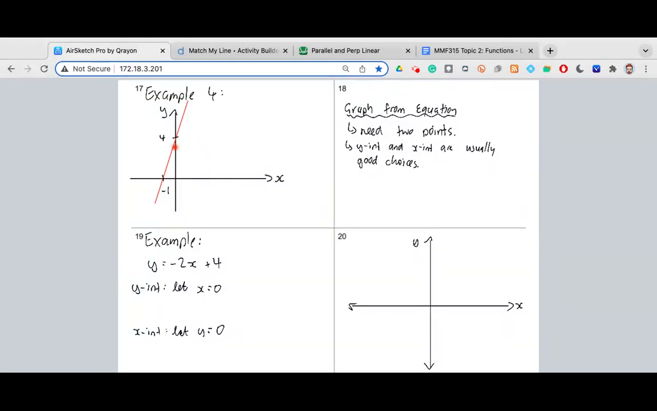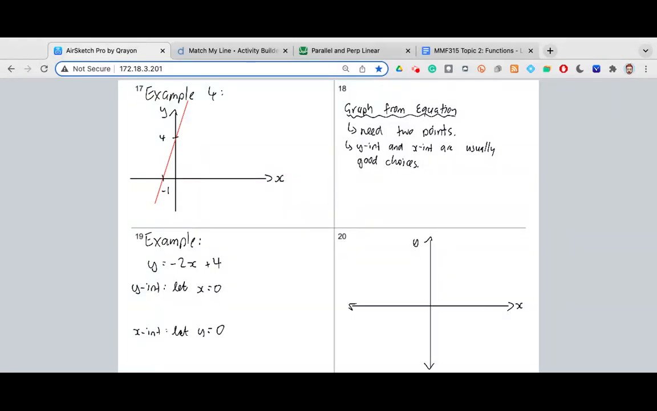And that kind of makes sense. If I had 4 over -1, it would be a negative gradient, right? We know negative gradients go that way. So it needs to be positive. So in order to get from this point to this point, I've gone up 4 units and across 1 unit. And so that's a gradient of 4. If you can see that, great. The more you can observe from a graph and just apply it, the faster it is for you.